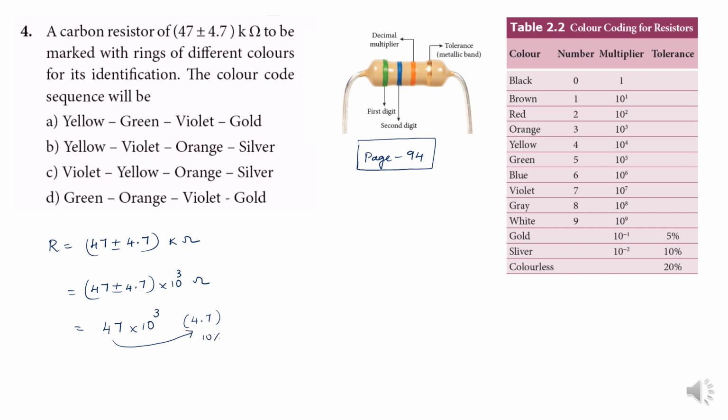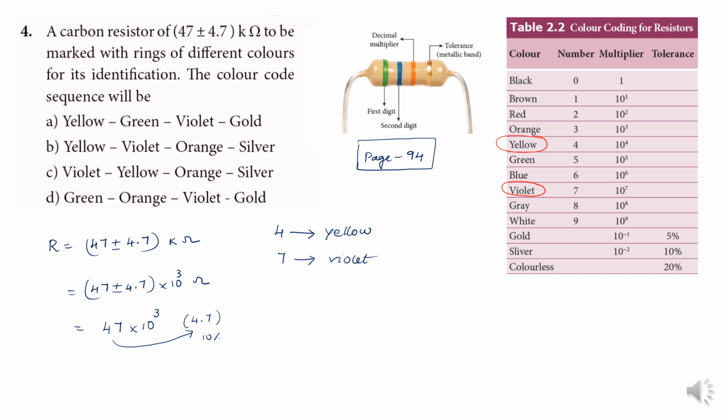So go with the first digit. First digit is this one, 4. So for 4, it is going to be yellow. Yellow ring. Second digit is 7. So the color corresponding to 7 is violet. You check here. This is yellow for 4, violet for 7.